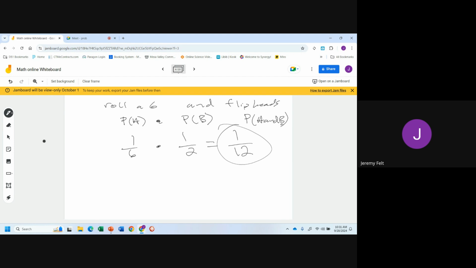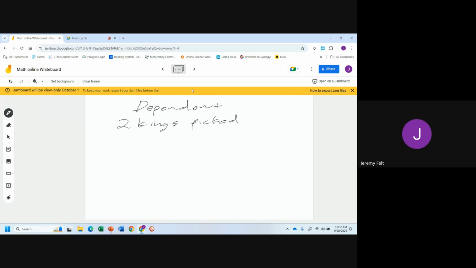So instead of writing out all the possible options and then circling this one, this is a little bit easier and quicker way to come about that. Now, these are independent events because rolling the dice has no effect on flipping the coin. If this landed on 1, 2, 3, 4, 5, 6, that has no effect whatsoever on the coin.